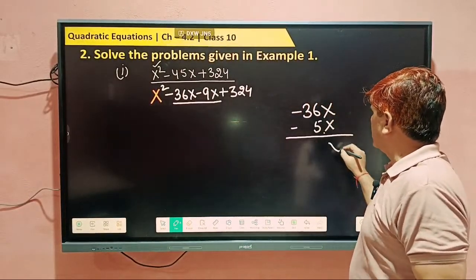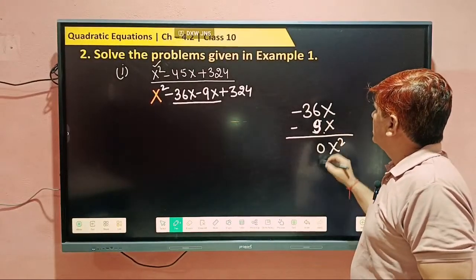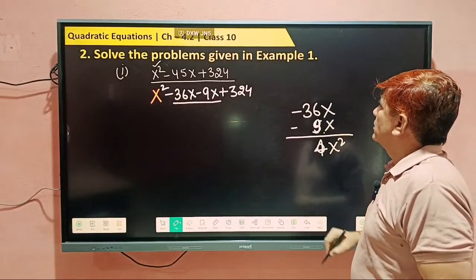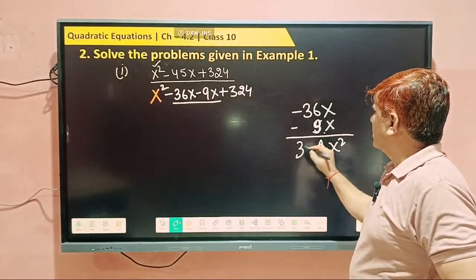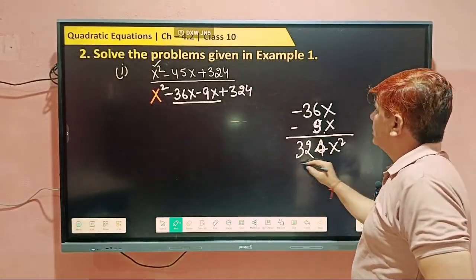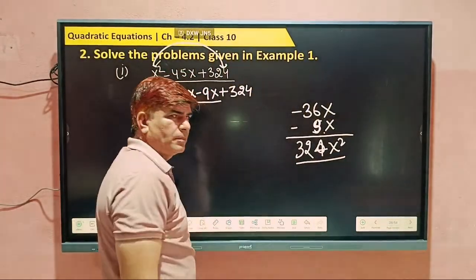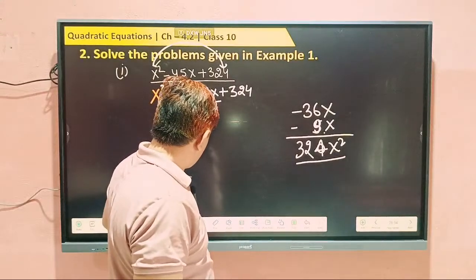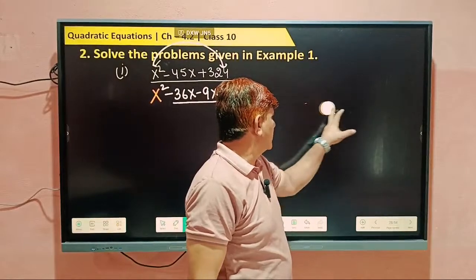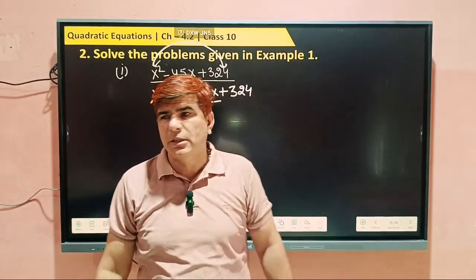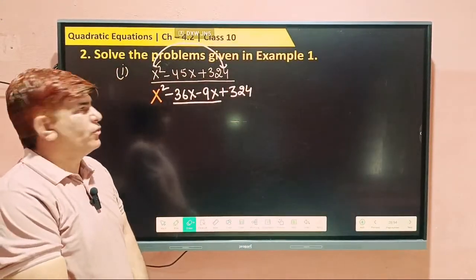x multiplied with x square. 36 into 9 is 324. And what's their multiplication? This also matches. So it means we are right. Step number 1 is also right. Step number 2 is also right, which is given in the method of splitting the middle term, or the factorization method.